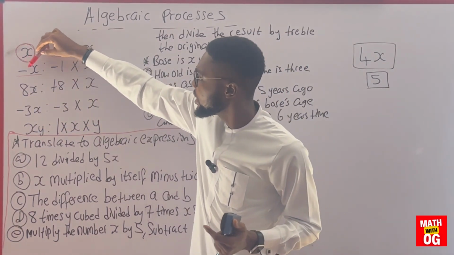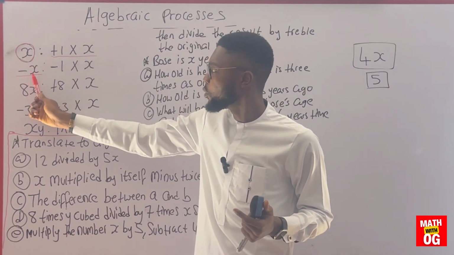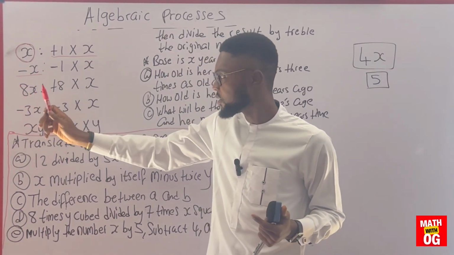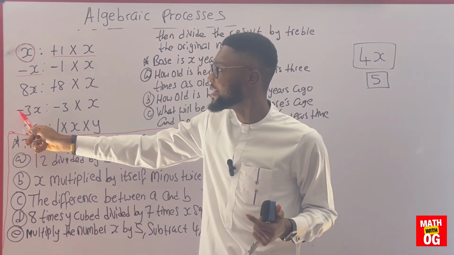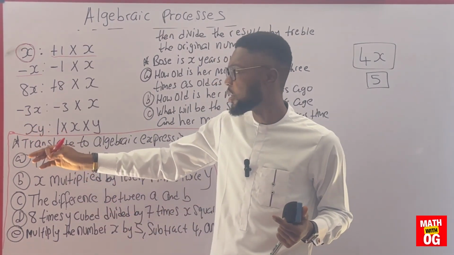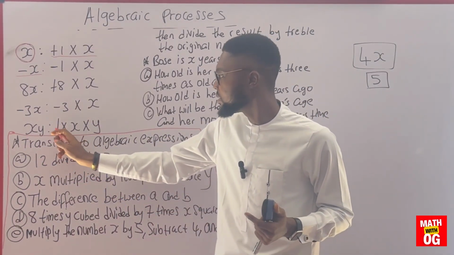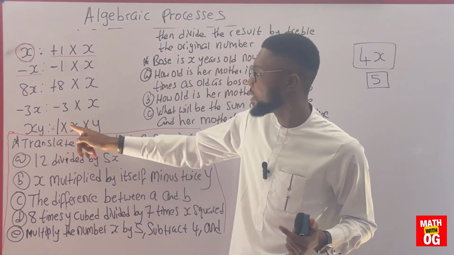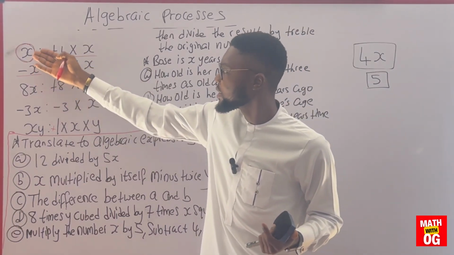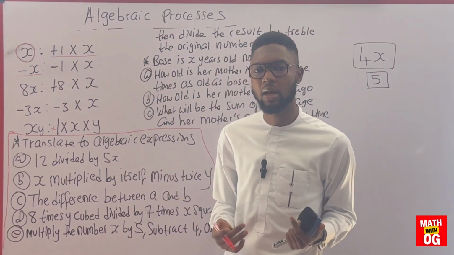Note that in this case, x is simply a variable. The coefficient of x here is 1. The coefficient of x here is minus 1. The coefficient of x here is positive 8. The coefficient of x here is negative 3. Now in this case, we have another term called xy. This one is a product of two variables. And this xy is simply positive 1 multiplied by x multiplied by y. So when you start looking at these this way, you will understand better how to add, subtract, multiply, or divide them.